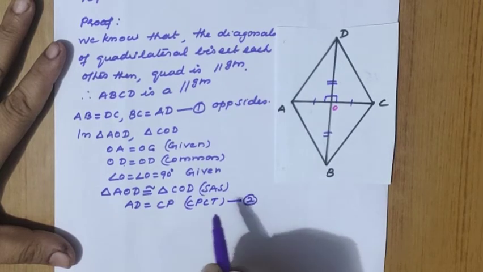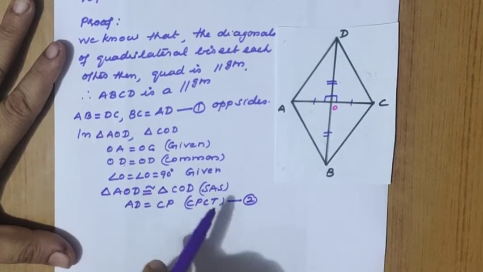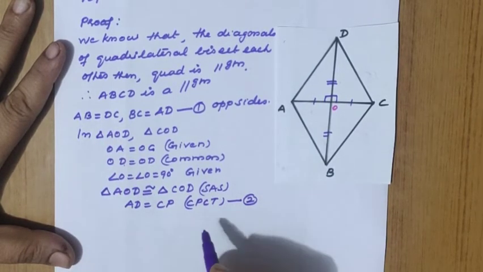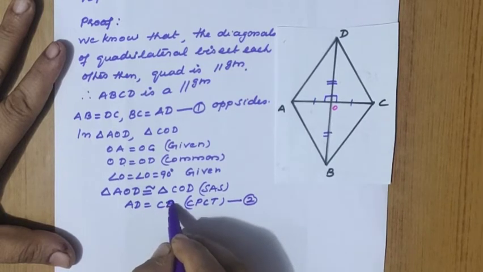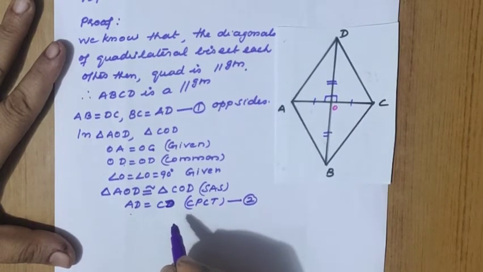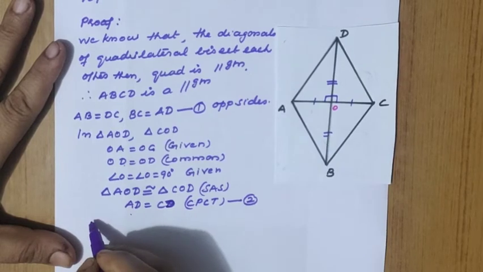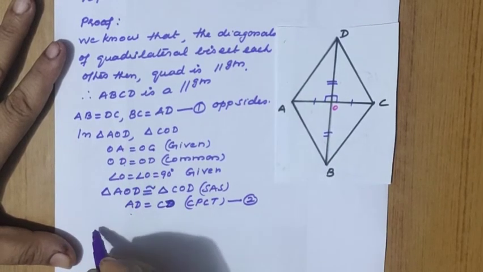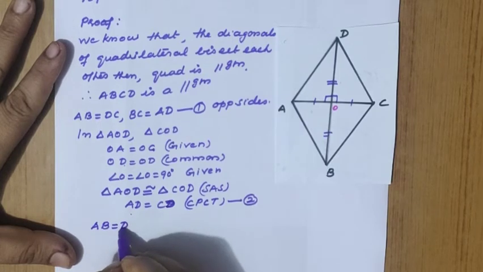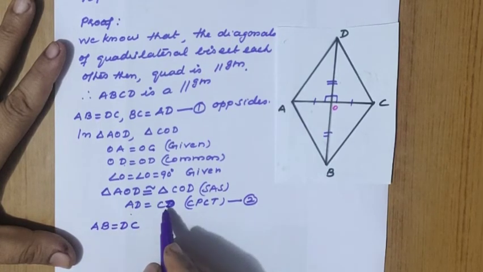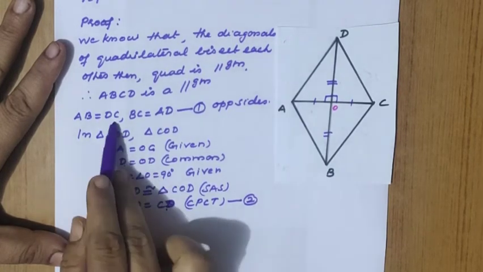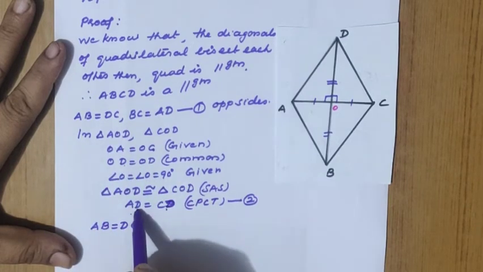Equation number 2. Now you check equation 1 and 2. What is the conclusion we can write? It is CD only, right? AD equal to CD. Now you can tell me by using equation 1 and 2, AB equal to DC. Right? AB equal to DC we have got, but DC equal to which one? AD.